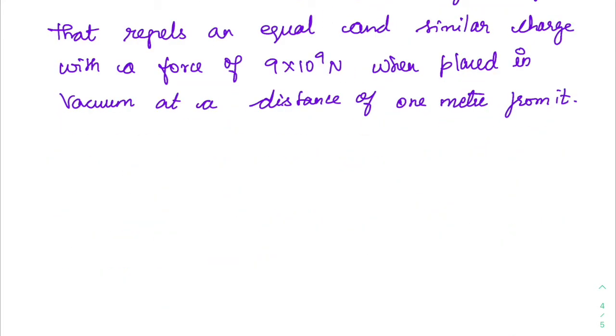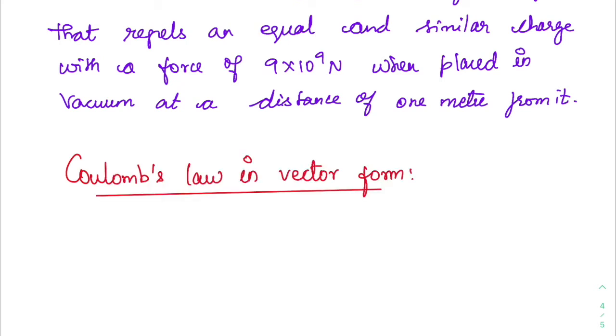The next topic is Coulomb's law in vector form. We know pretty well that the force is going to be a vector quantity, so we have to define Coulomb's law in vector form. Let's take the same setup. Let me have Q1 and Q2 separated by a distance of R.